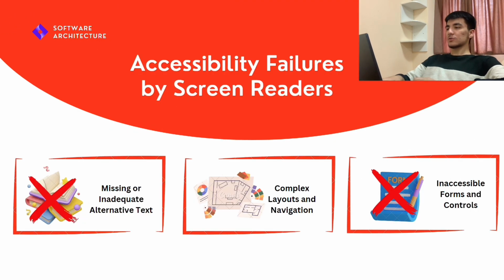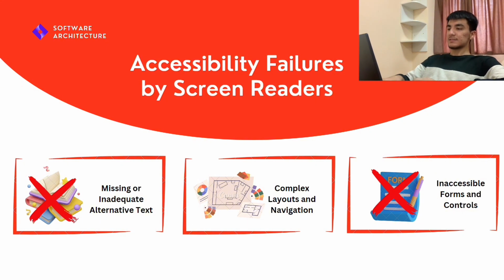However, we can see that disabled people who use screen readers as assistive technology still face some failures because not all websites and applications are designed with accessibility in mind. And here I prepared three accessibility failures for screen readers. Firstly, images, videos, and other non-text elements may lack alternative text or have inadequate descriptions. As a result, users relying on screen readers may miss out on important information conveyed through this medium.